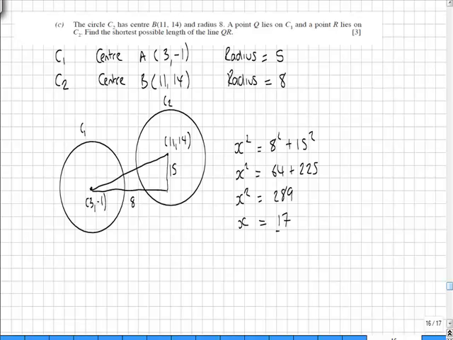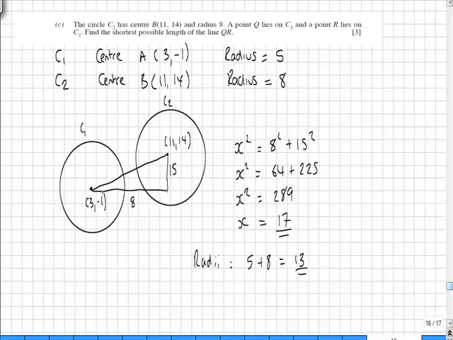Now this is quite interesting because this actually proves that the circles don't touch. They're actually apart, because if you look at the sum of the radii, we add those together, we get 5 plus 8, which is equal to 13. That leaves a difference of 4. So what we've actually got here is a situation where we can show the shortest possible length.